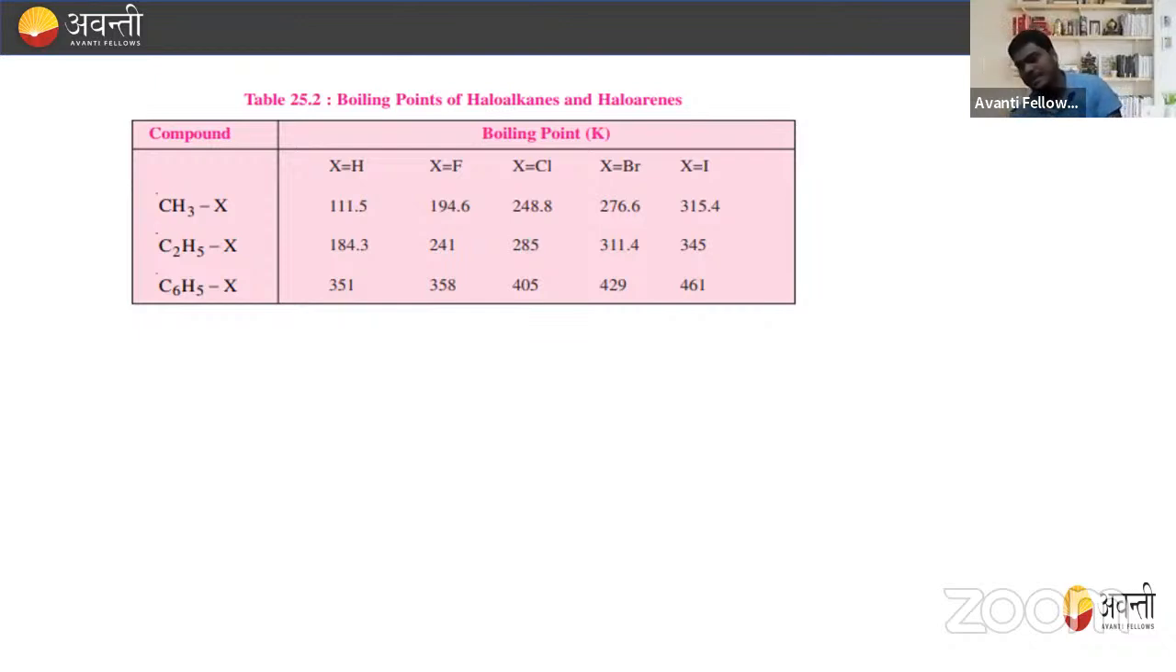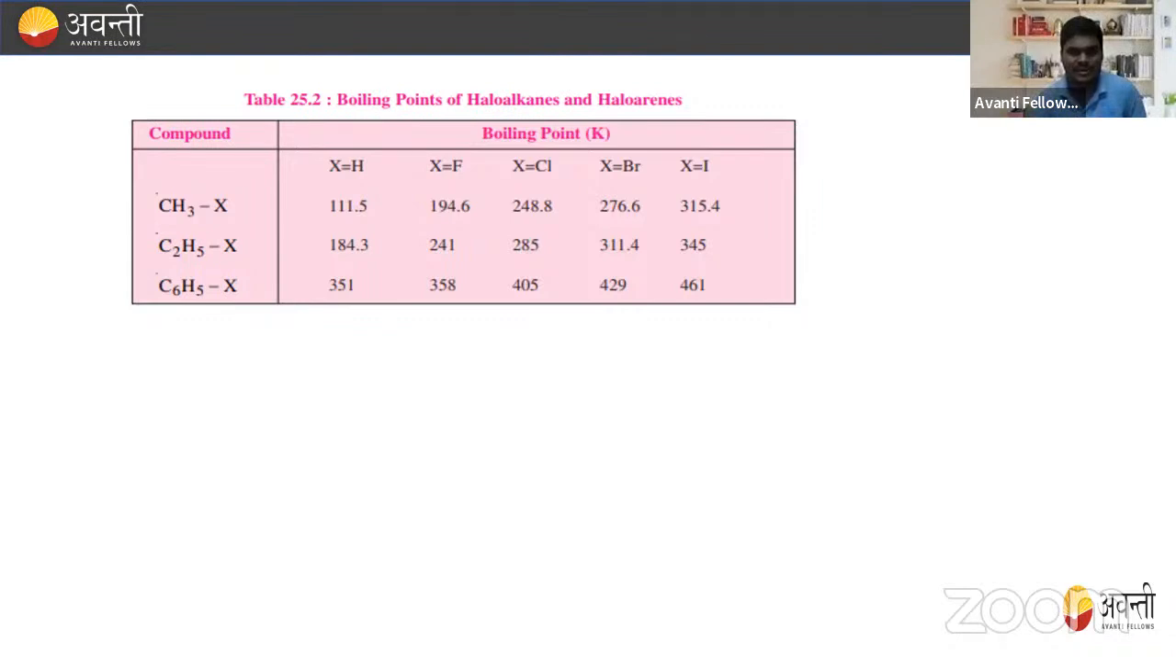So we have a hydrocarbon like an X-H bond. In case of CH3X, we have C2H5X, we have C6H5X. So if I'm considering chloromethane, chloroethane, and chlorobenzene, or we say aryl halide.